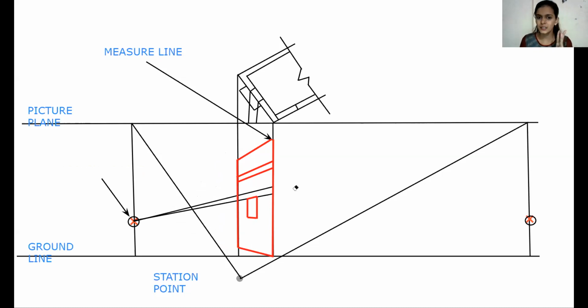Now I'm considering 3 parts of chhajja. Suppose this is the wall and there is a chhajja over here. So let's consider 3 parts. First one, the backside rectangle that is over the wall. This point means where the chhajja and the wall are connected. Then the front side rectangle and the sides of chhajja. So we have divided chhajja into 3 parts.